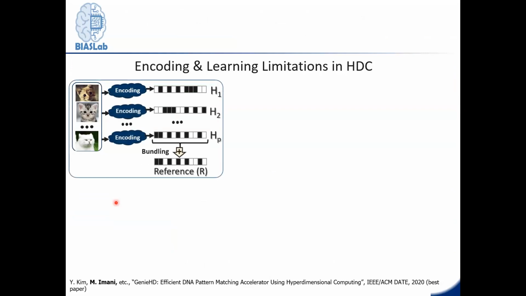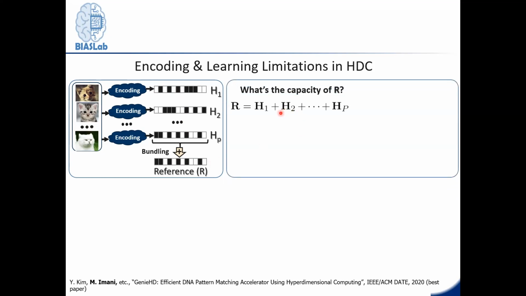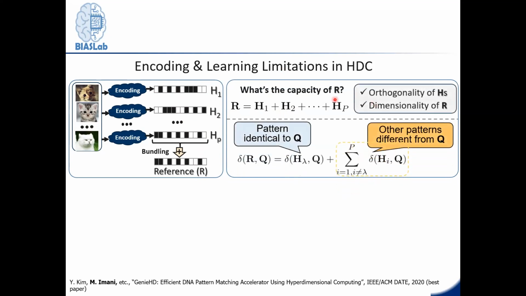One of the main limitations is this. If you remember, I mentioned that when we encode information, it can be any data point. This is just an image here. You generate a vector for every input data, and we bundle them together to generate a reference hypervector. But if you look at the capacity of the hypervector R to store the information of H, that capacity depends on two factors. At the top, it depends on how orthogonal these H are to each other and what your dimensionality is. You can always increase dimensionality, but it comes at a cost of efficiency. But the orthogonality is very important.